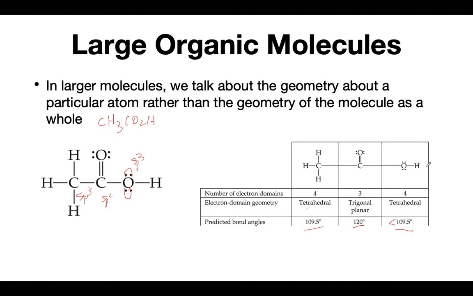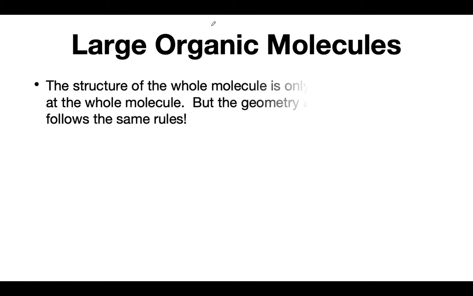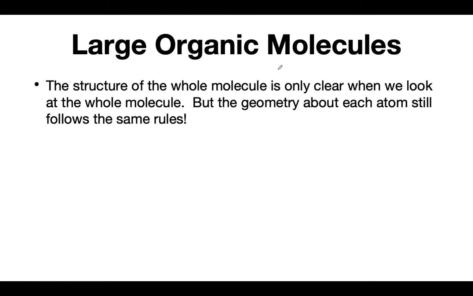Now the question: for a larger molecule, if we look at each atom individually, how do we get the whole picture of the molecule? The structure of the whole molecule is only clear when we look at the whole molecule. In this case, there is no atom of interest anymore, so you have to see how those groups are arranged together. The geometry about each atom still follows the same rules we described above, but we put them together to give the whole geometry.